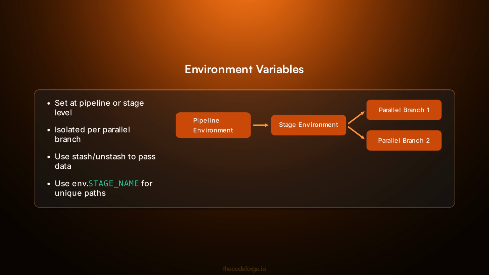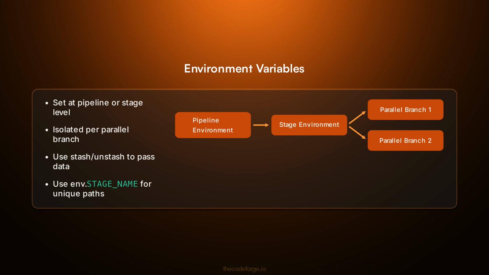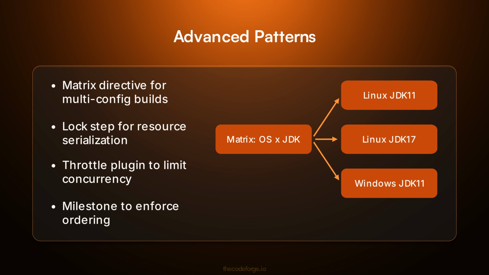Environment variables can be set at pipeline or stage level. In parallel branches, each branch has its own environment. Use stash and unstash to pass data between stages, and env.STAGE_NAME for unique workspace paths. For complex build matrices, use the matrix directive, which generates parallel stages automatically. Use lock for serializing access to shared resources, throttle to limit concurrency, and milestone to enforce ordering.